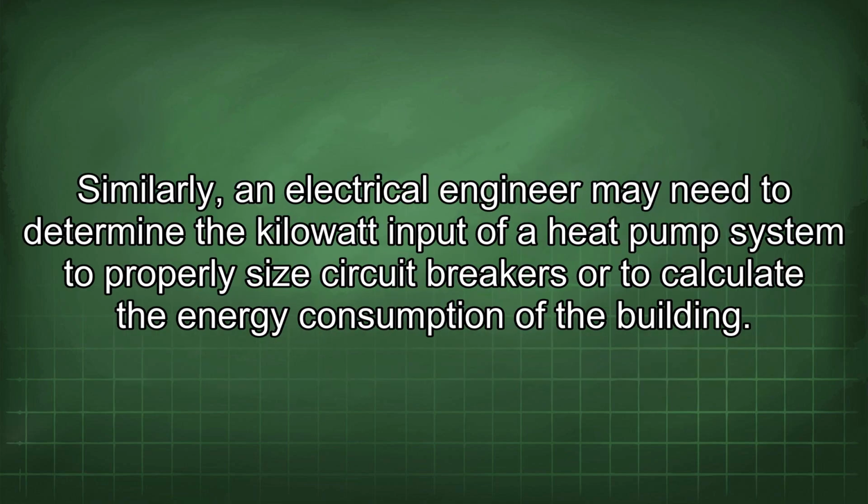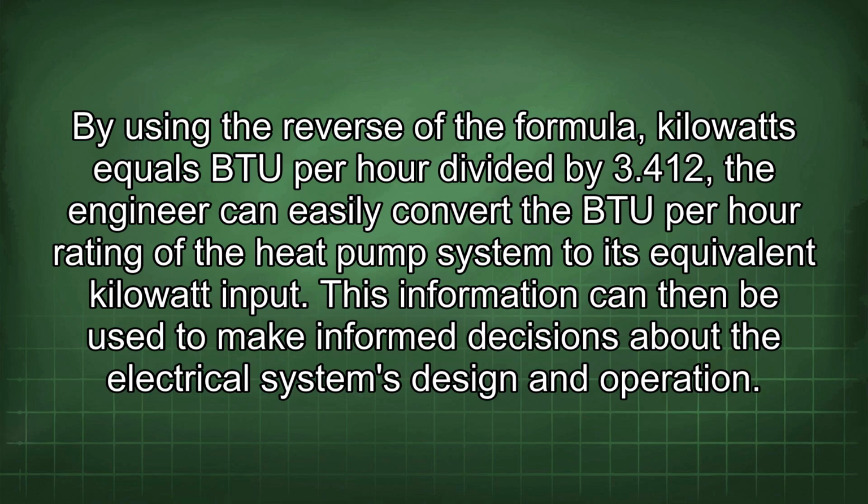Similarly, an electrical engineer may need to determine the kilowatts input of a heat pump system to properly size circuit breakers or to calculate the energy consumption of the building. By using the reverse of the formula, kilowatts equals BTU per hour divided by 3.412, the engineer can easily convert the BTU per hour rating of the heat pump system to its equivalent kilowatt input. This information can then be used to make informed decisions about the electrical system's design and operation.